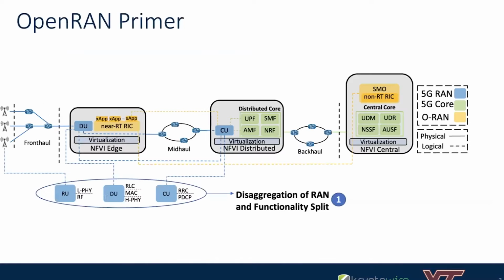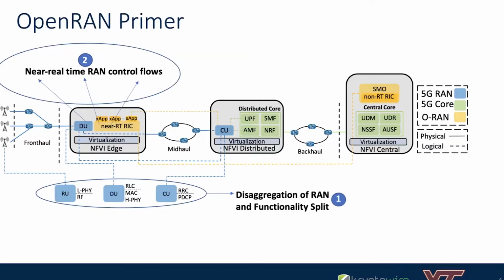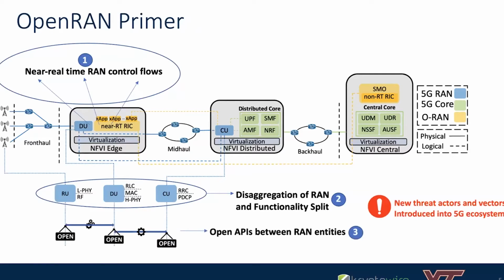Okay, so just to start with a quick primer. This was intended for a non-Open RAN savvy crowd, but essentially what we have is the disaggregation of the RAN and the functionality split. We have these near real-time RAN control flows and these open APIs. Now, all these new features are great for facilitating scalability and efficiency as we integrate Open RAN into 5G. However, indirectly, they also introduce new threat actors and vectors into the 5G ecosystem.